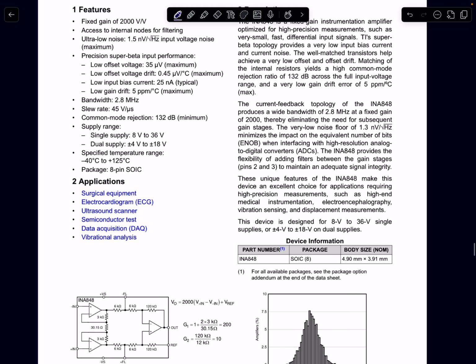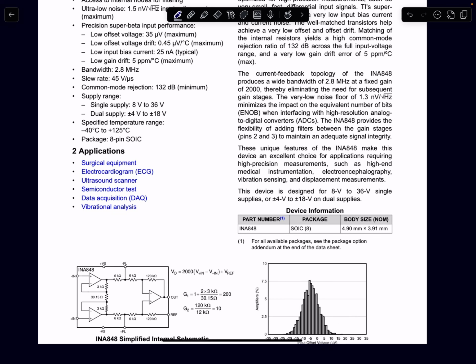Now here if you see, the gain is fixed. So the resistor is not external. This is again an 8-pin chip. So this is a very expensive instrumentation amplifier. So all the resistors are integrated resistors. Okay, so remember, these are all integrated resistors.